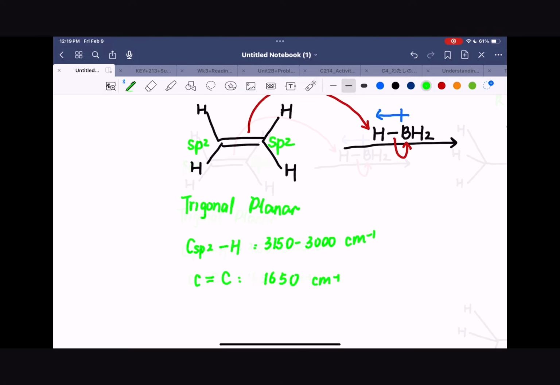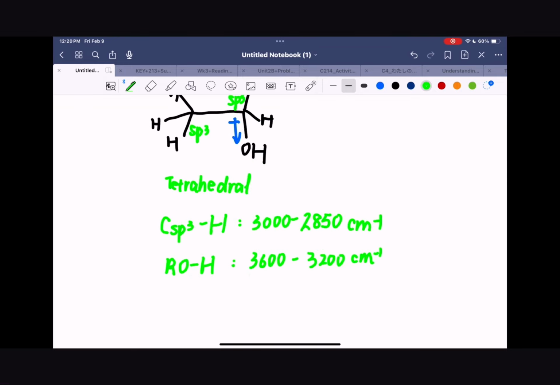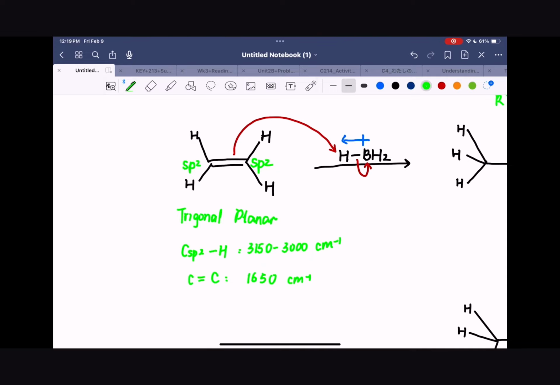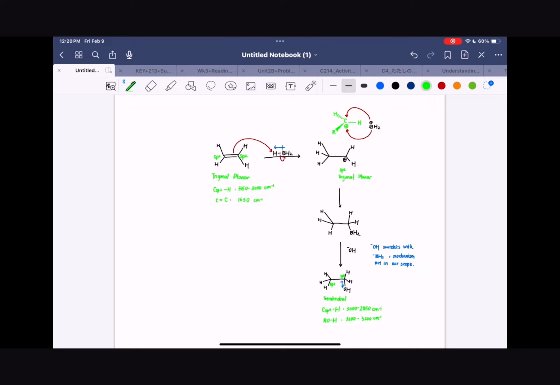I also talked about bond polarity in both cases of the reagents, the H-BH2 and the OH. The electron density is pulled towards the H in BH2-, and the electron density is pulled towards the O in OH. This is pretty much it for this reaction. I would like to say we chose a symmetrical alkene, so yes, again, consider regioselectivity in an asymmetrical alkene. But yes, this is the reaction.